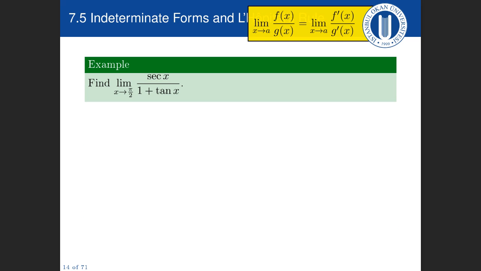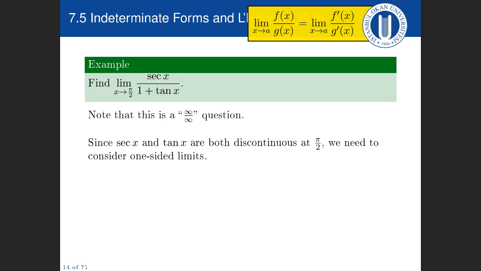Okay, so find the limit as x tends to pi over 2 of sec x divided by 1 plus 10x. Now, note that this is an infinity divided by infinity question, because sec pi over 2 is undefined, or is equal to infinity we could say, and tan pi over 2 is also either undefined or we could say it's equal to infinity. Because sec x and tan x are both discontinuous at pi over 2, we're going to need to consider one-sided limits.